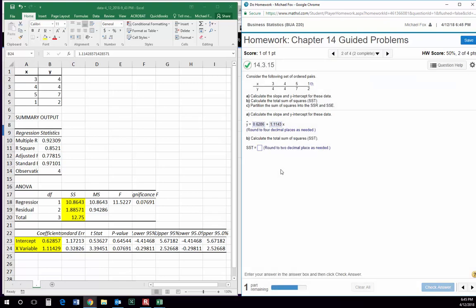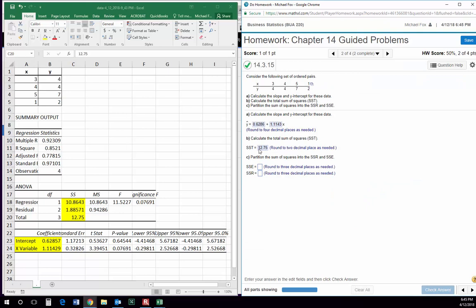Next, it's going to ask us for our total sum of squares. And so right here, SS means sum of squares, and sum of squares total is 12.75. And then it wants our sum of squares error and our sum of squares regression. For some reason, Excel calls the error the residual. So our sum of squares error is 3 decimal places, 1.886. And our sum of squares regression is 10.864.